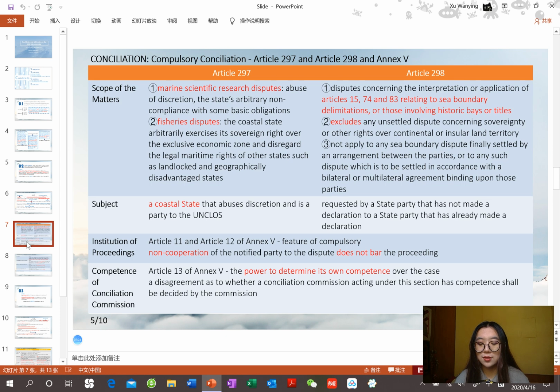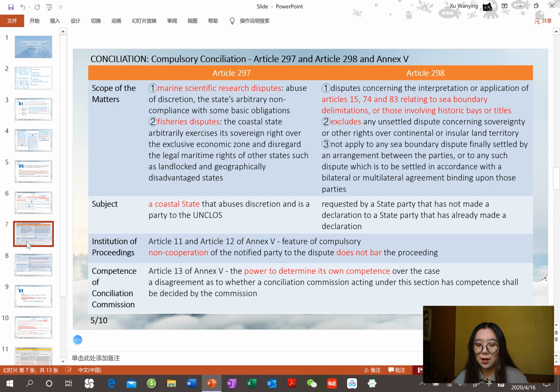Behind these features is the prior acceptance of compulsory conciliation by the parties to the dispute arising for the ratification of the convention. In addition, the compulsory conciliation will involve the jurisdiction issue. The Conciliation Commission has the power to determine its own competence over the case. If you are interested in this part, you can refer to the Timor-Leste Compulsory Conciliation case on the PCA website.